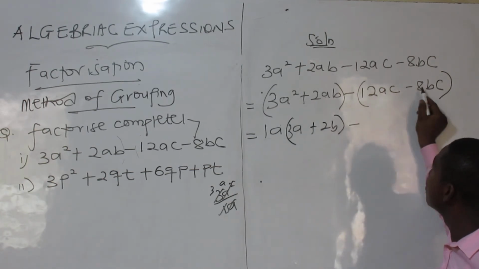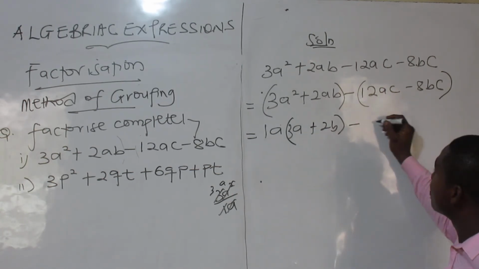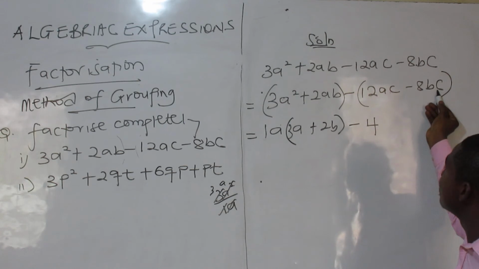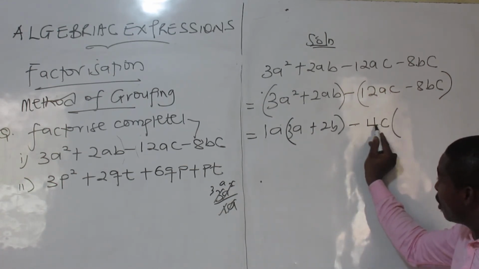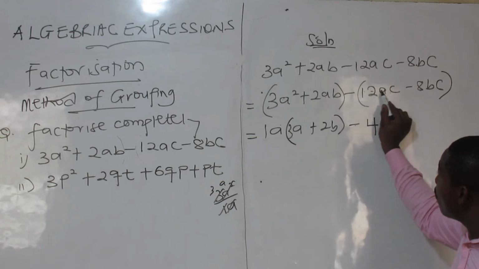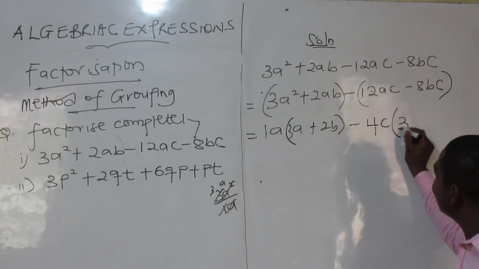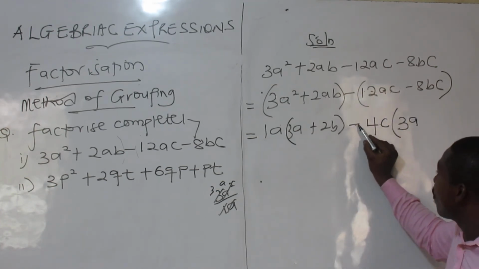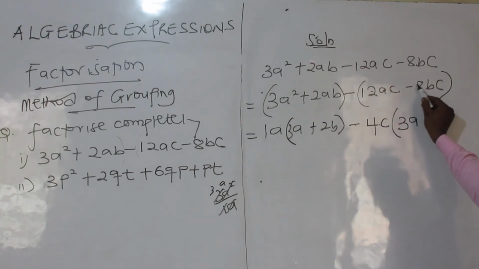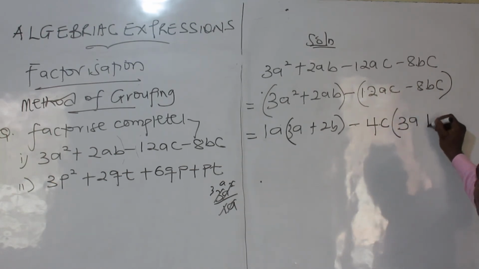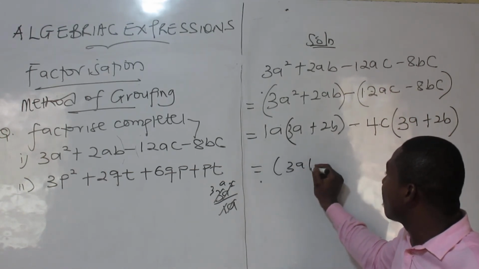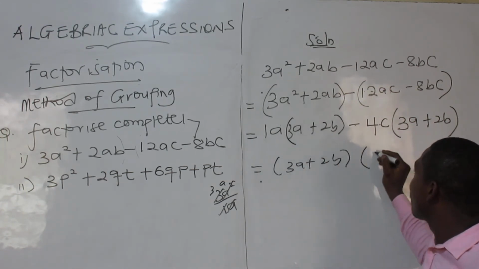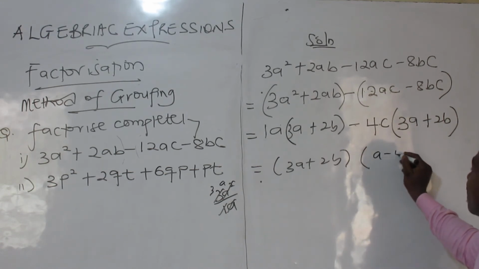Now this is 12, this is 8. The number we use is 4. This is C, this is C. I factor C out. Now minus 4, but this belongs to this, into minus 12AC. That will give me positive 3A. Now minus 4C into minus 8BC. As you can see, that is what we call positive 2B. So here you have 3A plus 2B. Then you have what? A minus what?